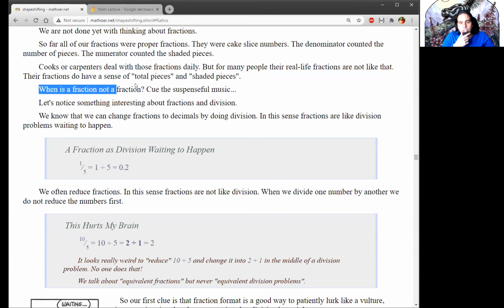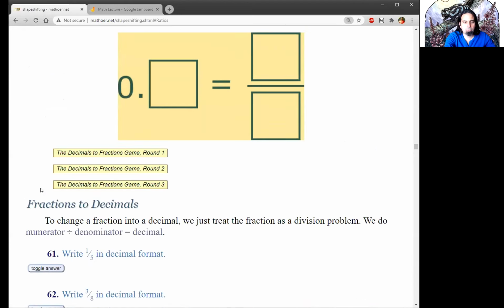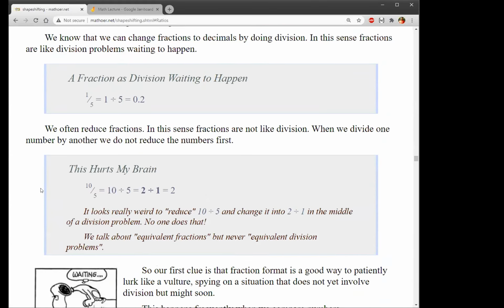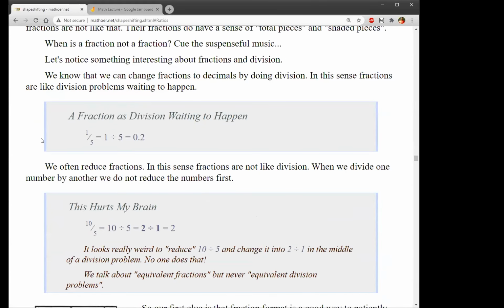So when is a fraction not a fraction? First, we should notice something interesting about fractions and division. We know that we can change fractions to decimals by doing division. That's how we ended last night. And I'm again going to check as we're looking at formulas. Is the font big enough? Do you want it bigger by 1 step? I think it's good. Is that too big? Is that better?